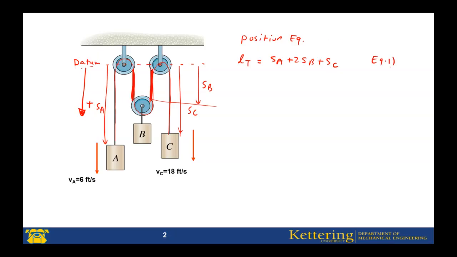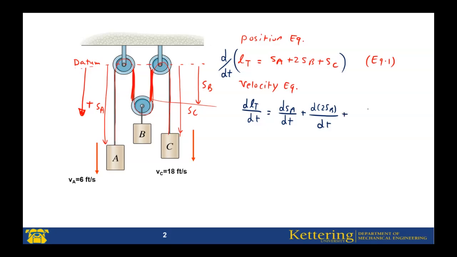Let's call this equation 1. Now I want to find the velocity equation. To find the velocity equation, I take the derivative of the position equation with respect to time. It will be the derivative of LT with respect to time equal to the derivative of SA with respect to time plus the derivative of 2SB with respect to time plus the derivative of SC with respect to time.